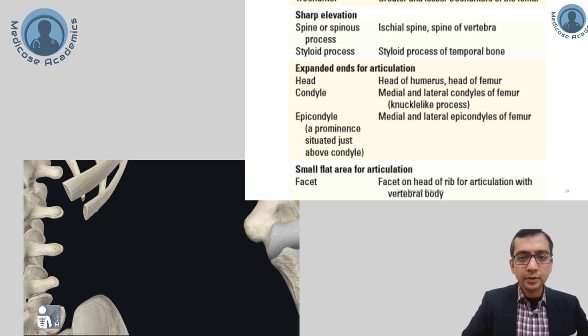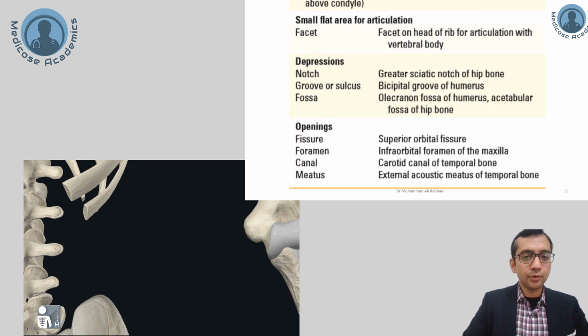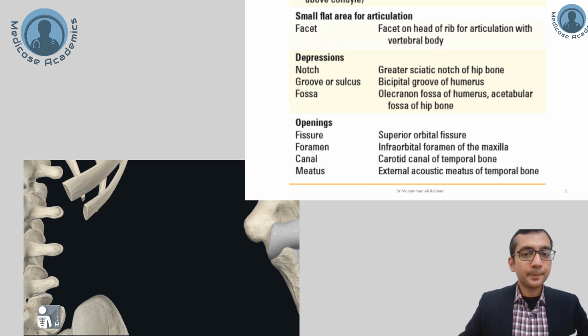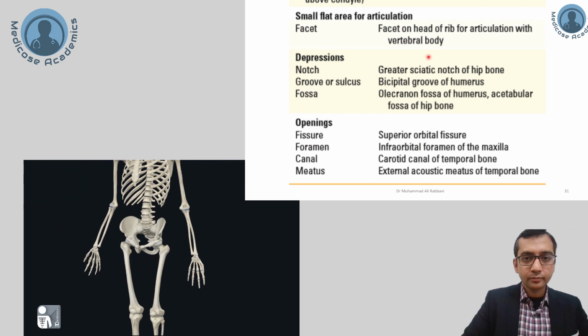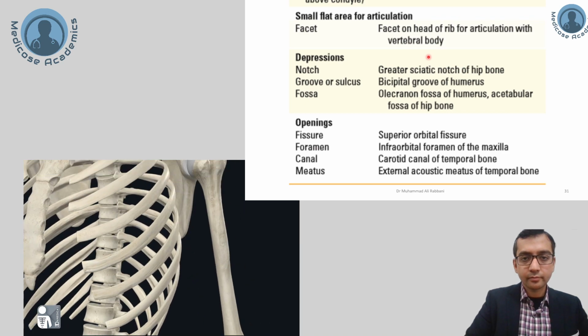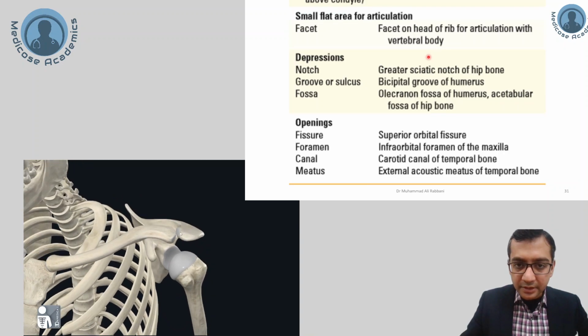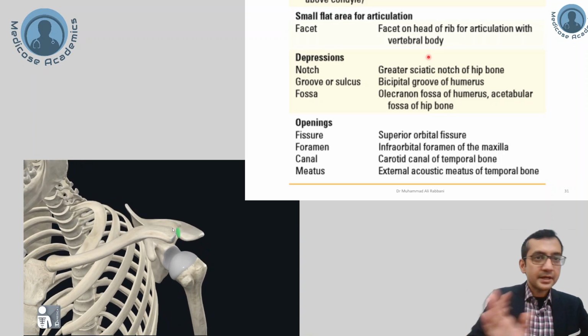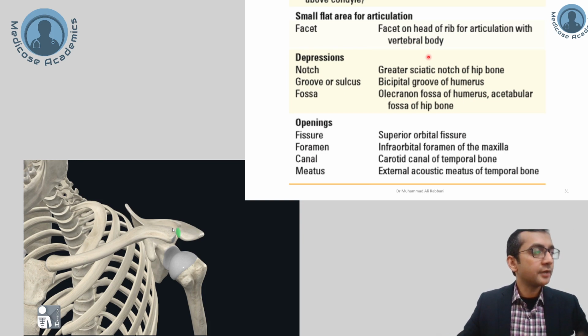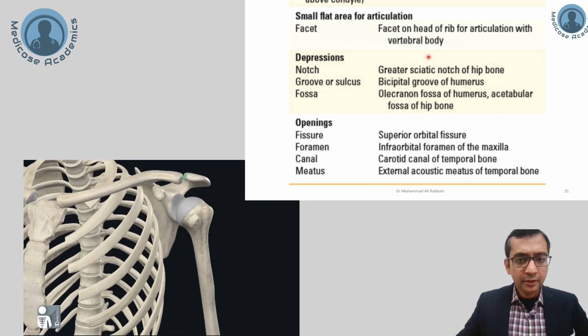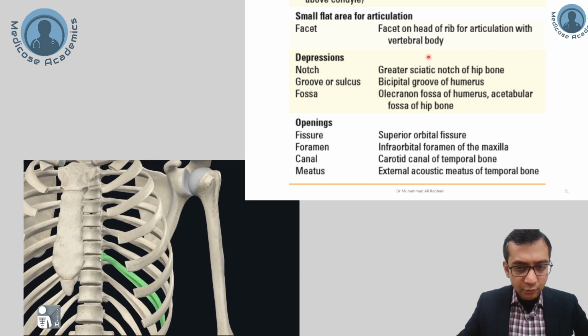Then there are facets for articulations. Facet, notch, groove, fossa. Like this acromion, this is the facet, a flat surface that is helping it to make a joining with the next bone. Similarly, such facet will be present where the head of the rib joins the vertebral body.